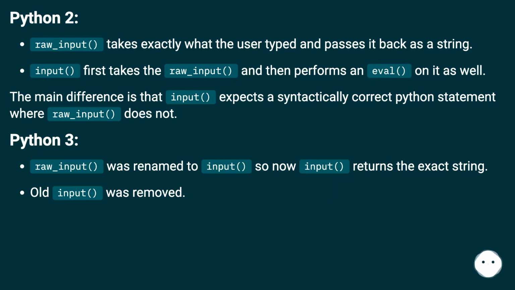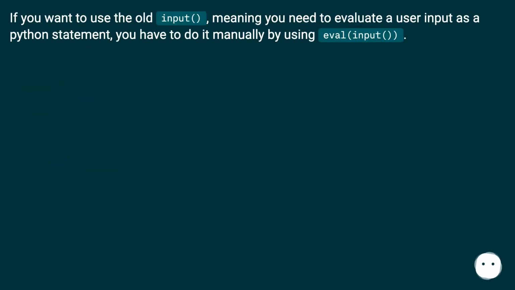In Python 3, raw_input was renamed to input, so now input returns the exact string. Old input was removed. If you want to use the old input, meaning you need to evaluate a user input as a Python statement, you have to do it manually by using eval(input()).